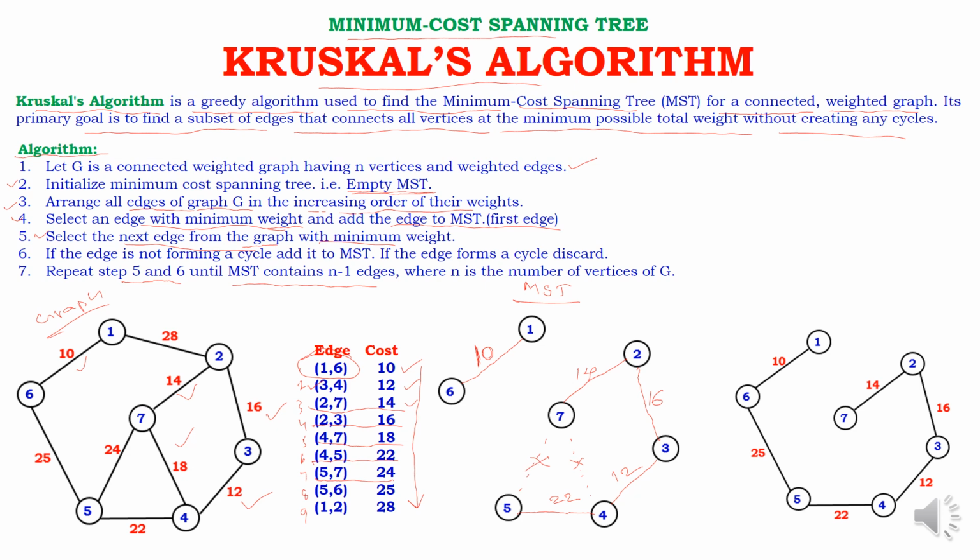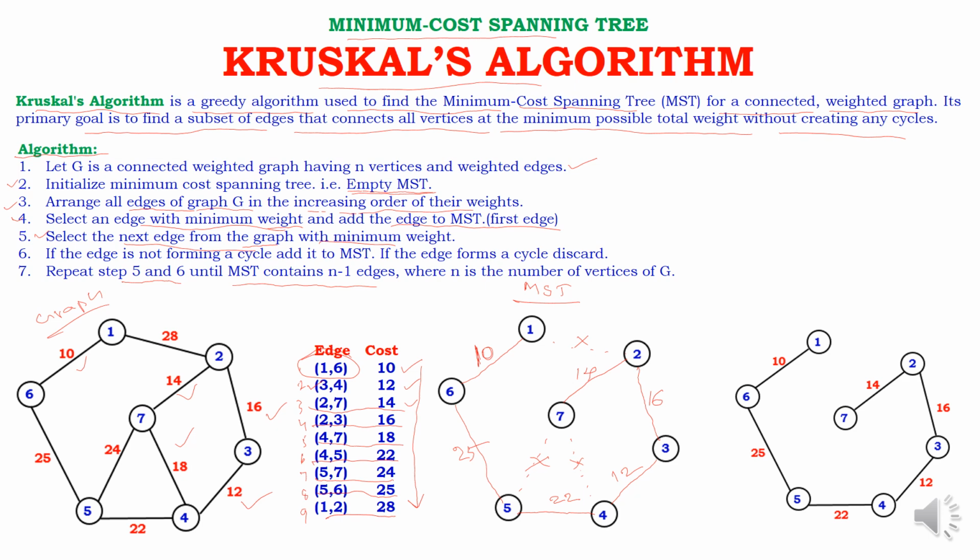Again, select the next edge 5 6 with 25. Adding 5 6, not forming any cycle. So you may add this to the minimum cost spanning tree. Then 1 2. Adding 1 2 forms a cycle. So you don't add this edge. Now there are no edges to add.